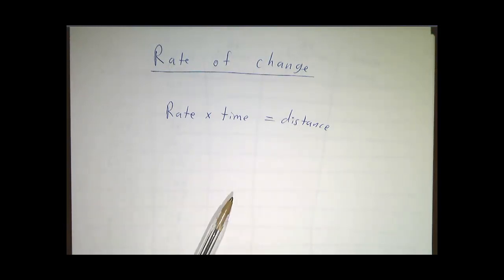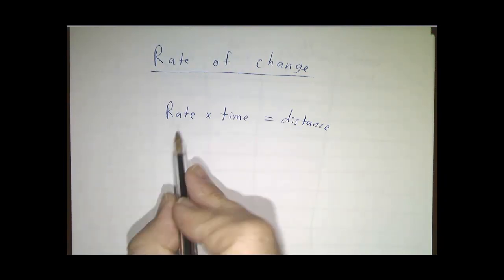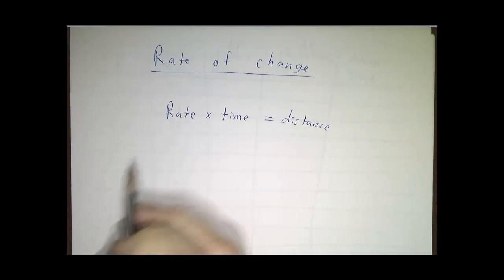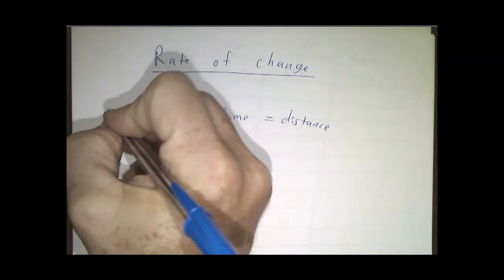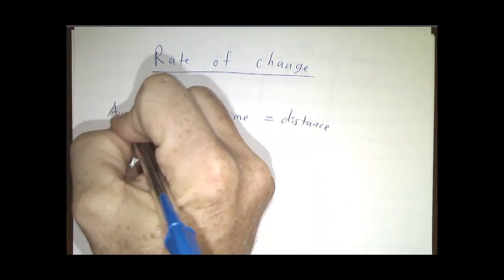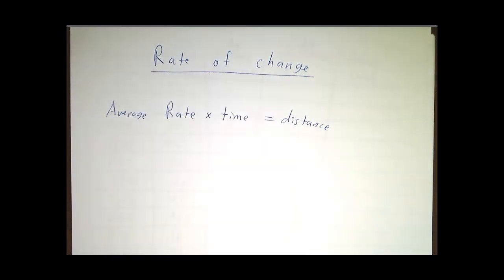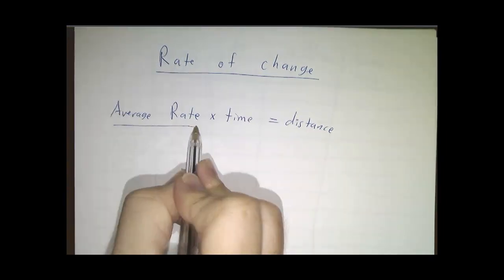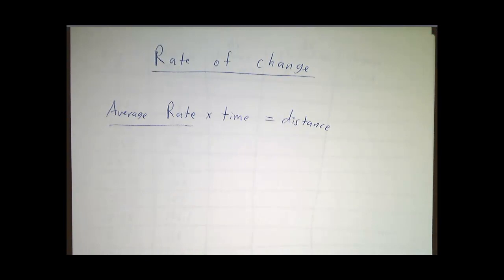But what if you're not going at a constant rate? What if you're speeding up and slowing down? Then what can you say? Rate isn't just a number anymore. It's a function. It's something that's changing. And all we can say is that the average rate times the time equals the distance.